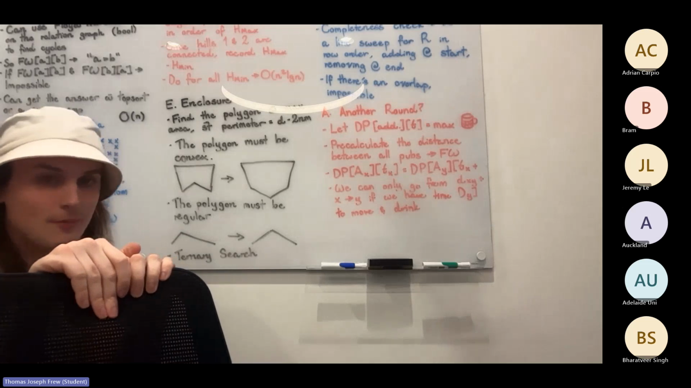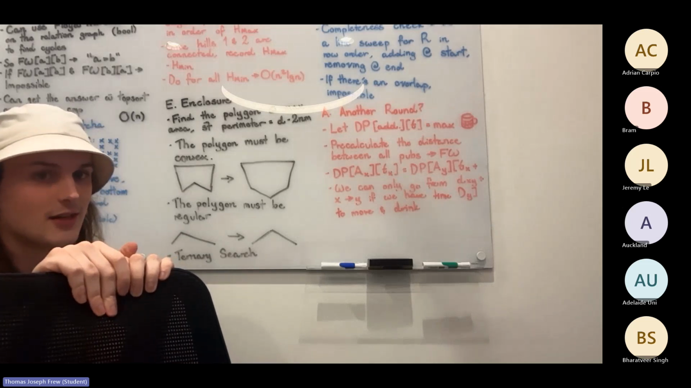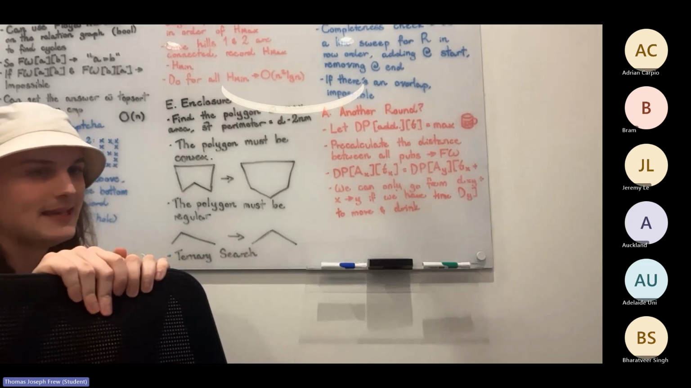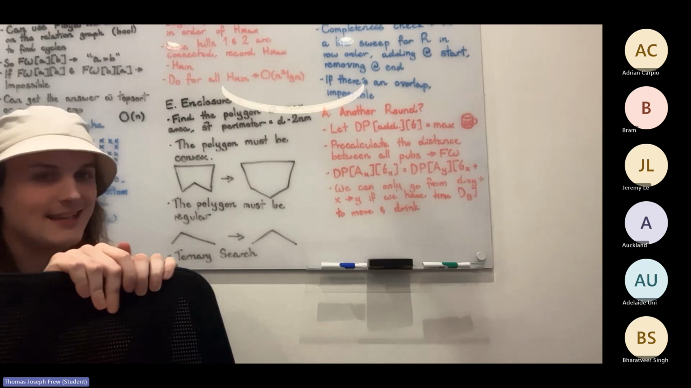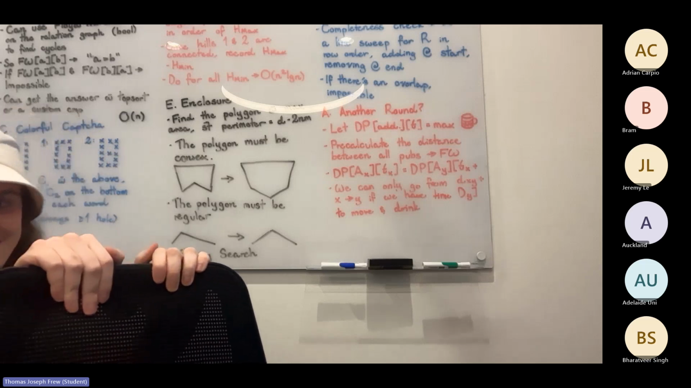Since there is some kind of local maxima, you can use ternary search to figure out what the answer is, the answer being the optimal number of points, and then you can just use geometry to figure out what that area is.